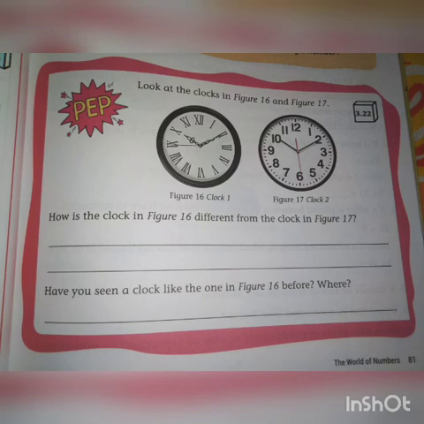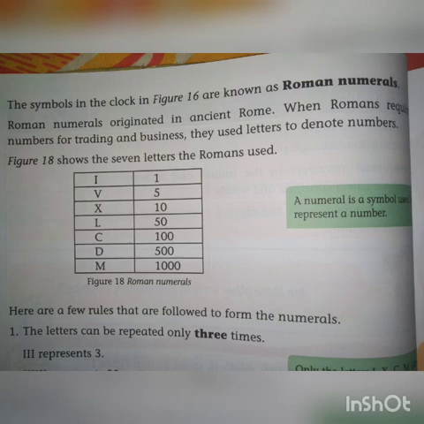As I said already, in figure 16, all the numbers are given as Roman numerals. But in figure 17, all the numbers are given as cardinal numbers. Have you seen a clock like the one in figure 16 before? Where? For this question, you have to think and answer, right? The symbols in the clock in figure 16 are known as Roman numerals.